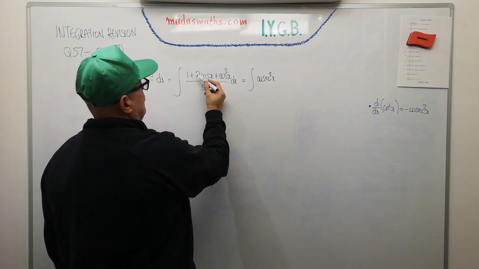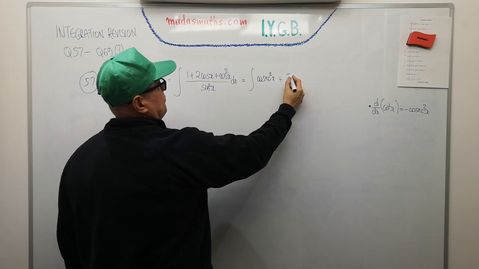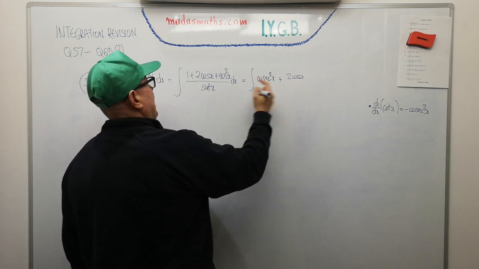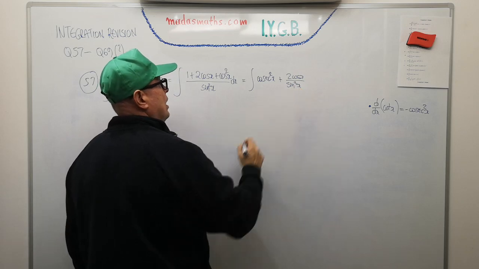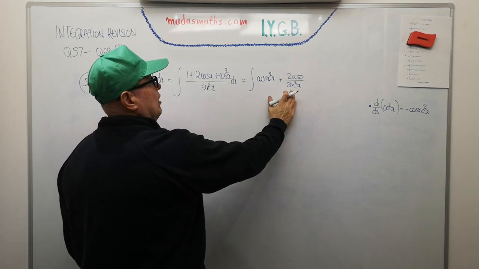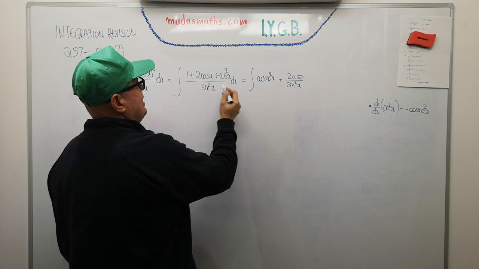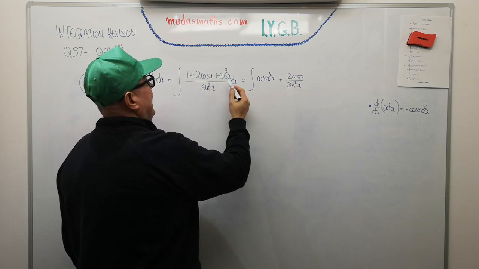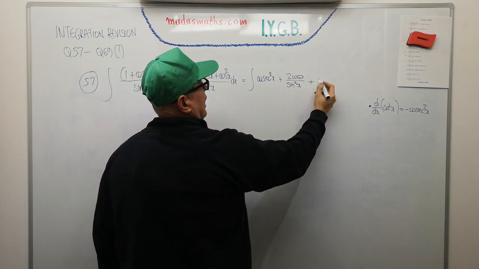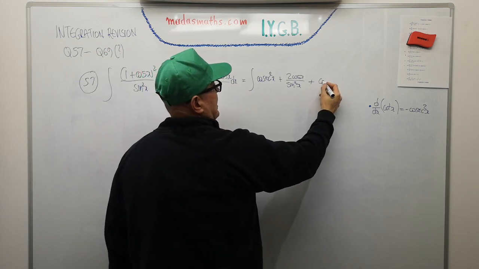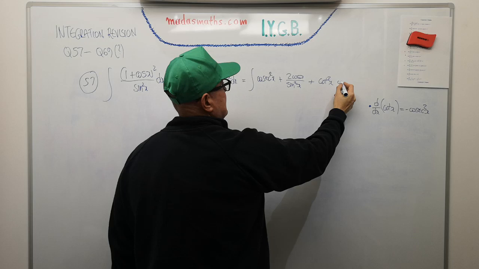Then I have to divide 2 cos x by sine squared x. This particular one is a little bit tricky. I'm going to put some extra workings to remind ourselves, because it takes a little while for that one to sink in. And lastly, we've got cos squared x over sine squared x, and cos squared x over sine squared x is cot squared x, dx.